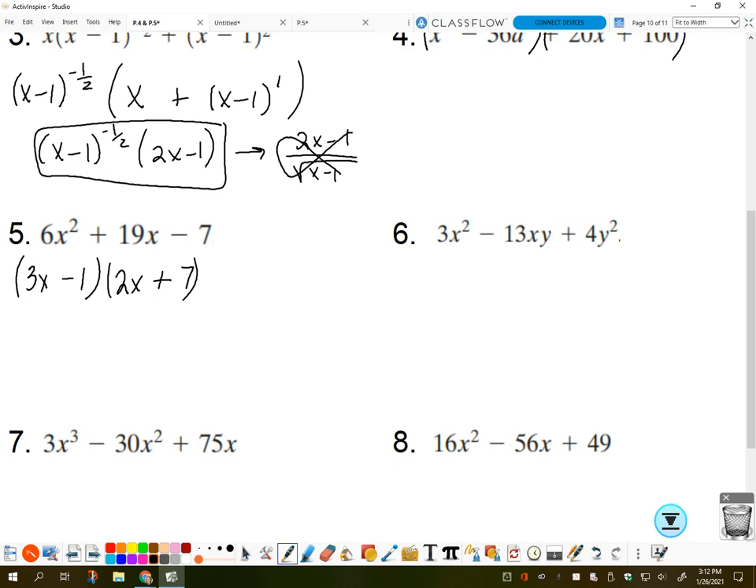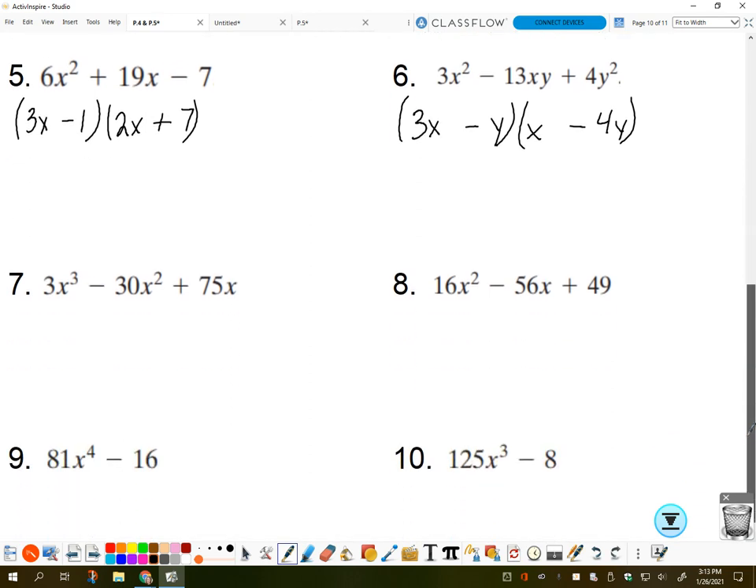All right, for the next one, to get 3x squared, you're going to do 3x and x. And again, there's no GCF between those three terms. For the 4y squared, I think we can do y here and 4y here, because that'll give me 12 and 1. If they are both negative, then I'll get the negative 13 I need in the middle.